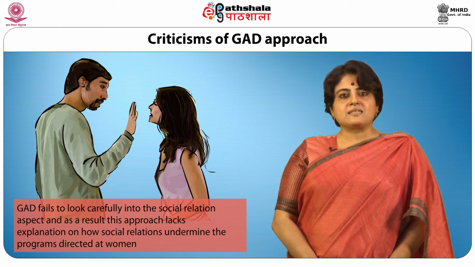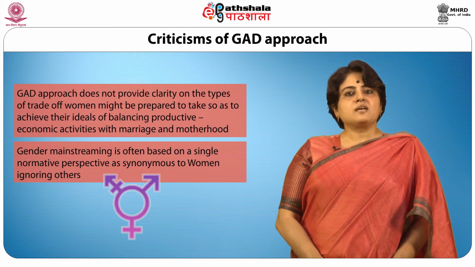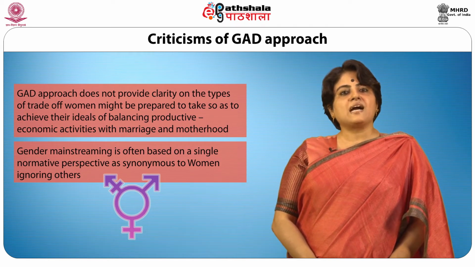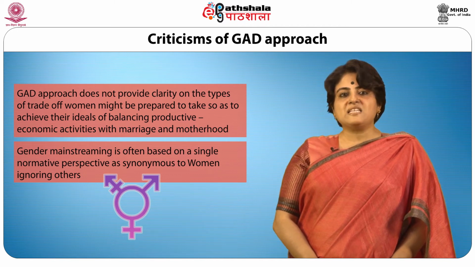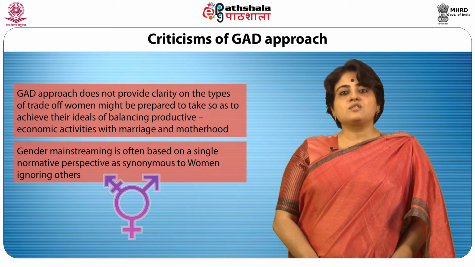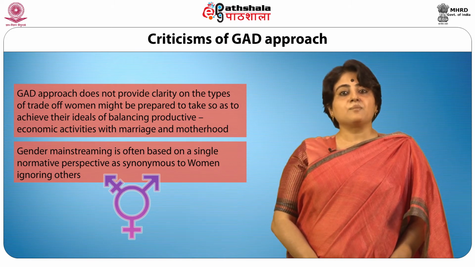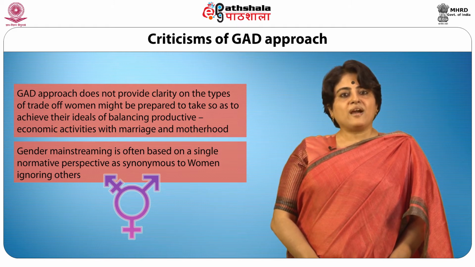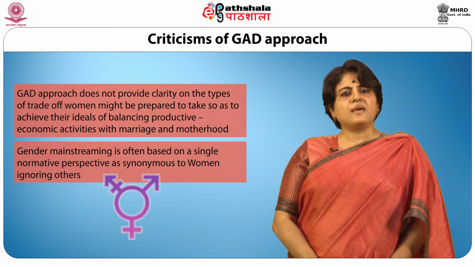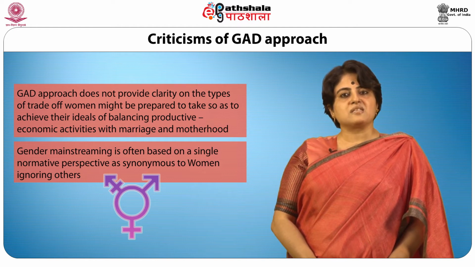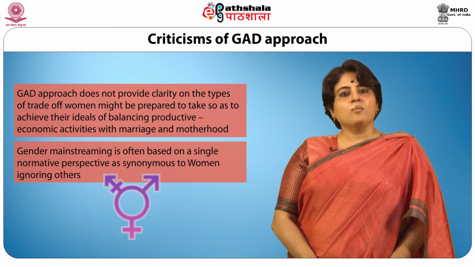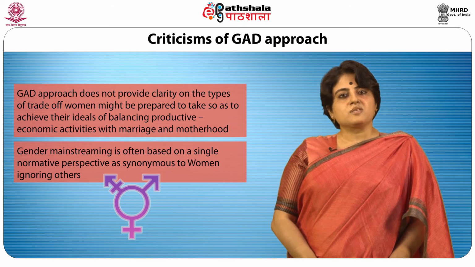For example, we can say the control of a husband over the wife's decisions. The GAD approach does not provide clarity on the types of trade-offs women might be prepared to take so as to achieve their ideals of balancing productive, that is economic, activities with marriage and motherhood. Finally, gender mainstreaming is often based on a single normative perspective as synonymous to woman, ignoring the others. For example, gender is not synonymous with woman only; transgender people or men are also part of it.